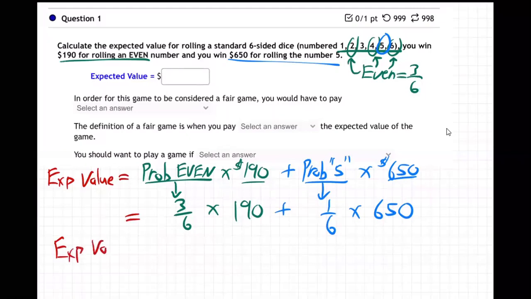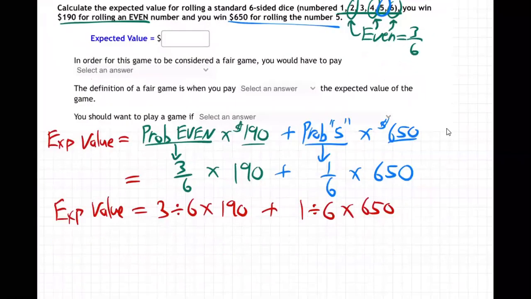Let me write out exactly what buttons we hit. So we're going to go 3 divided by 6 times 190 plus 1, right? Fraction means divide. 1 divided by 6 times 650. Just like that. And then hit equals.